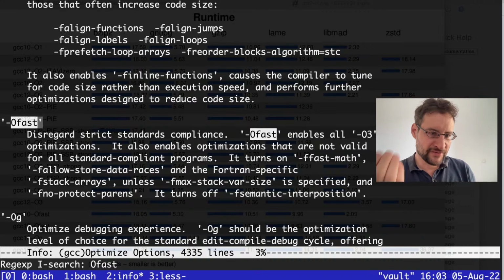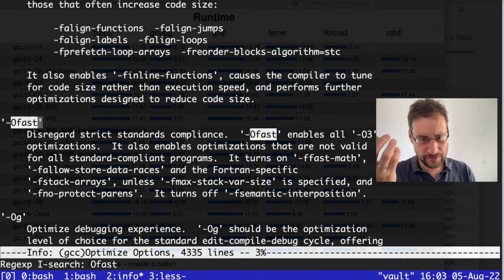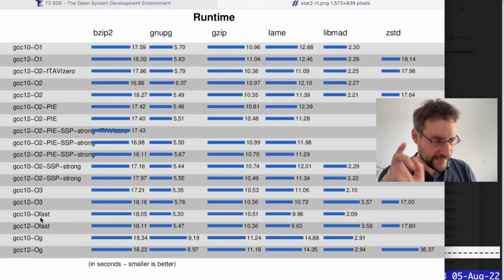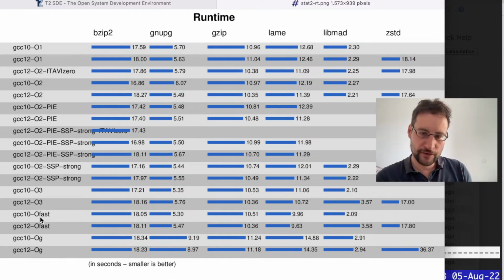It enables all O3 optimizations. It also enables optimizations that are not valid for all standard compliant programs. It turns on fast-math, store data races, and for specific stuff, and protect parents in terms of semantic interposition. I think I will do a test build and see what breakage I find. Hopefully, fingers crossed, none.